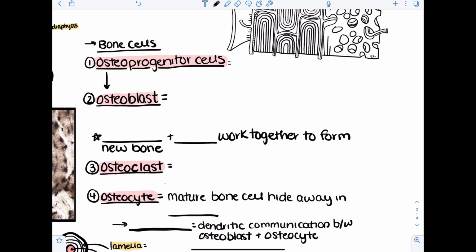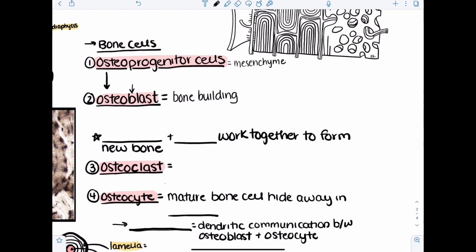So the first is osteoprogenitor cells. Osteoprogenitor cells are going to be the baby cells, okay? These are made from mesenchyme. These are the most basic, least specialized type of bone cell. An osteoprogenitor cell will then become an osteoblast. Osteoblast, like blast from Jimmy Neutron, is building, because Jimmy Neutron built a lot of things. So osteoblasts are going to be bone building.